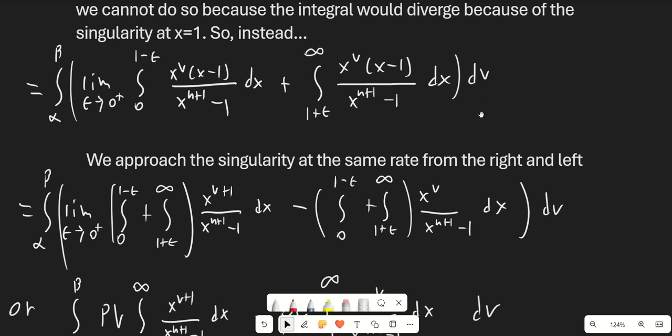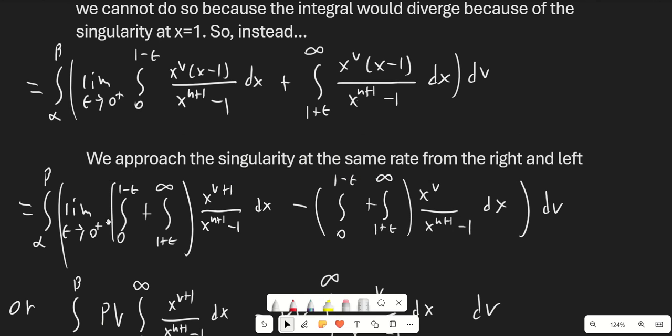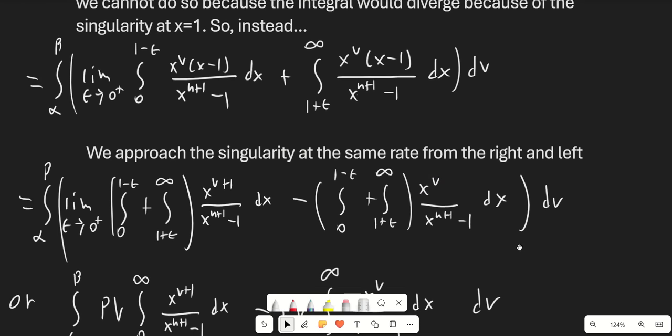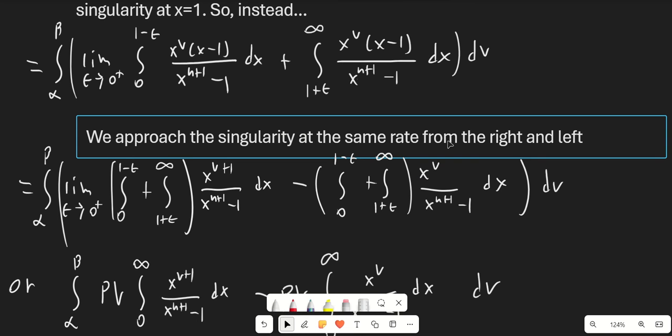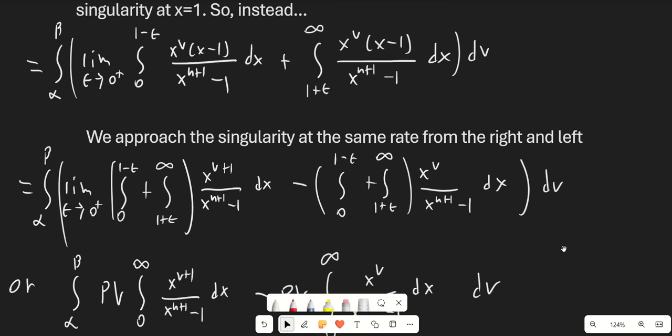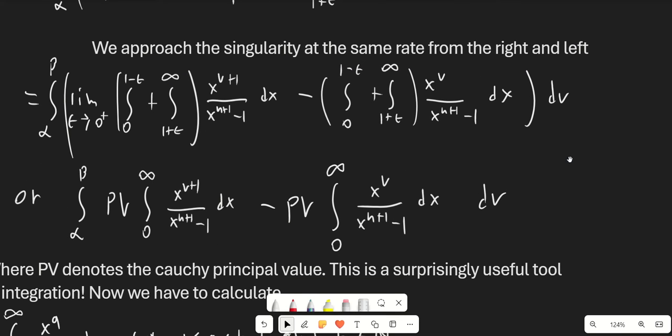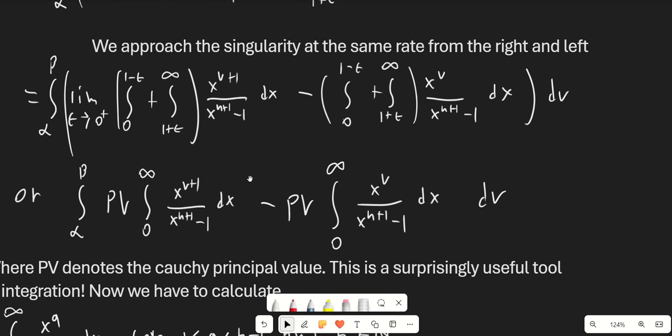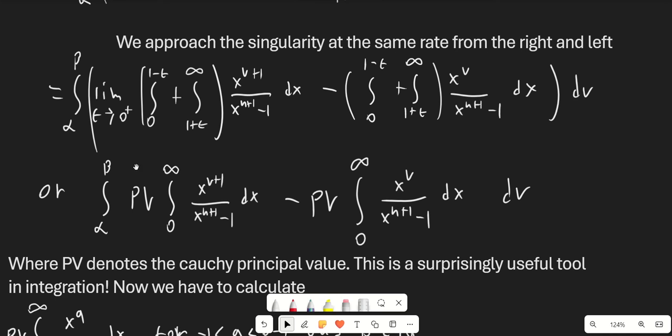And then we're going to go ahead and actually split these apart, and we get two separate integrals for each of these integrands. So the integral from 0 to 1 minus epsilon, and the integral from 1 plus epsilon to infinity for x^(v+1) and for x^v. And essentially we're approaching the singularity at the same rate from the right and from the left. If you know what the Cauchy principal value is, that's what we're actually doing. We're taking the Cauchy principal value of both of these integrals because we know that converges.